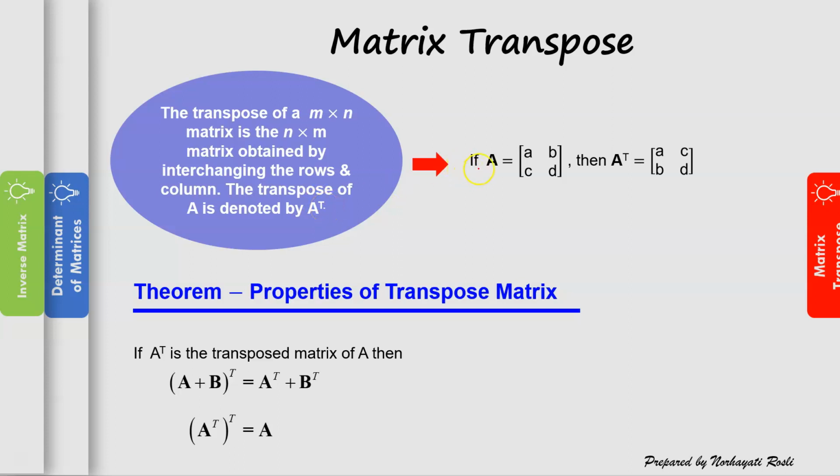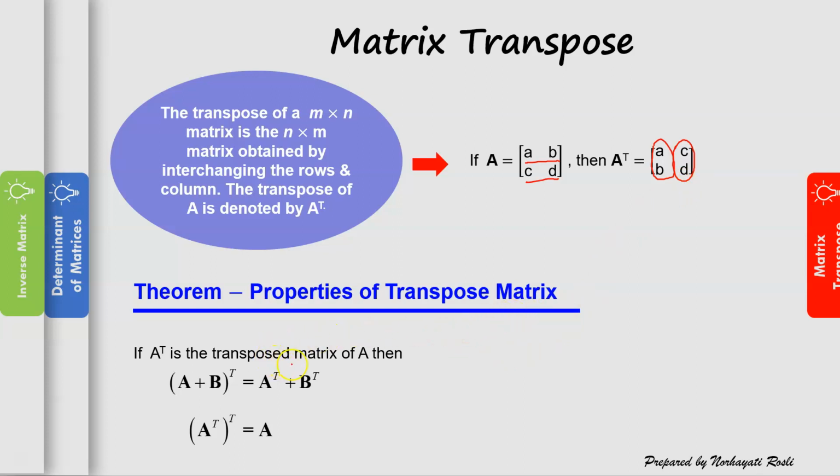Because we change rows to columns and columns to rows, if we have a matrix A equal to [A, B; C, D], then the transpose of this matrix A will become [A, C; B, D]. The first row A, B becomes a column when you transpose it. Also C, D, which is a row in the original matrix, becomes a column when you transpose it. Then we go to the theorem or properties of the transpose of the matrix.